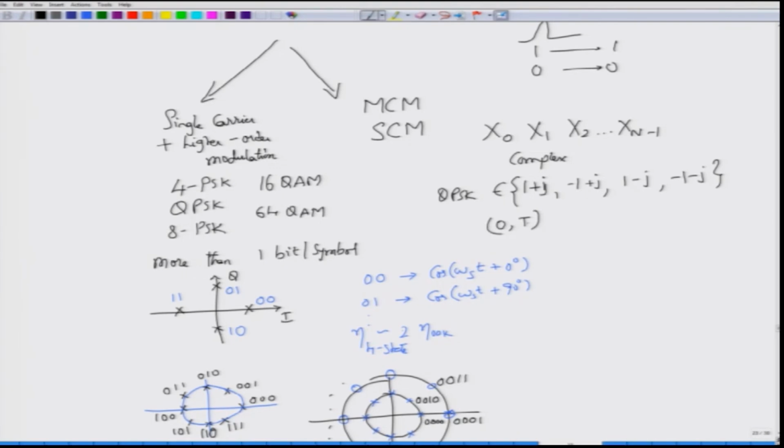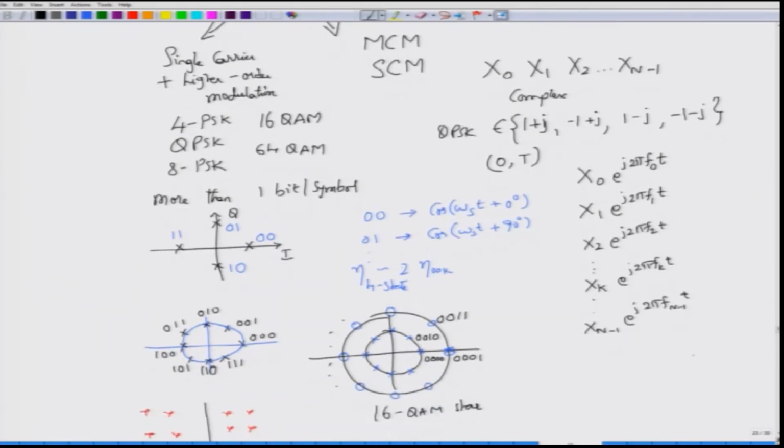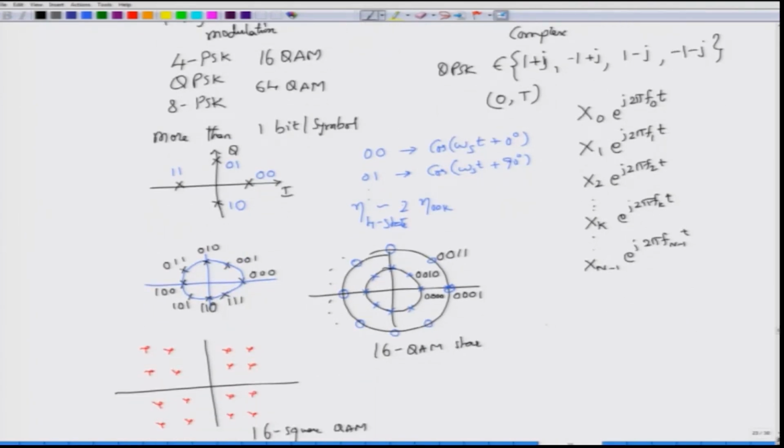What we do is, over a particular symbol period, let us say 0 to T, let us multiply each of these symbols with a bank of modulators. Let us say I take x0 and multiply it by e power j 2 pi f0 t, multiply x1 with another complex sinusoidal signal e power j 2 pi f1 t, and then you have x2 e power j 2 pi f2 t, and so on. At the kth one you have xk e power j 2 pi fk t. Finally, you have the last one as xn minus 1 e power j 2 pi fn minus 1 t, where these frequency components f0, f1, f2 are all equally spaced.